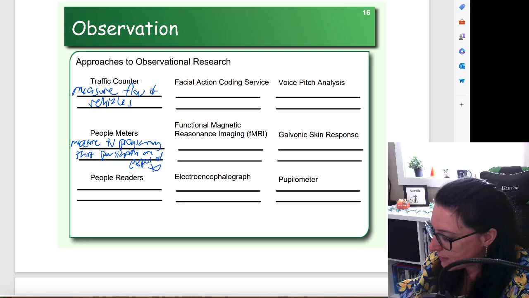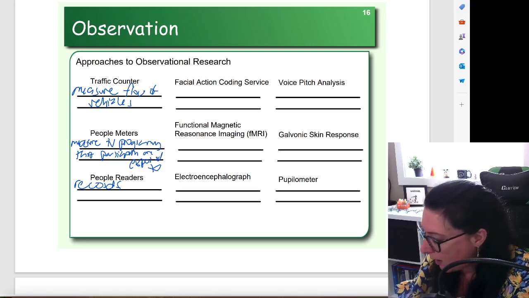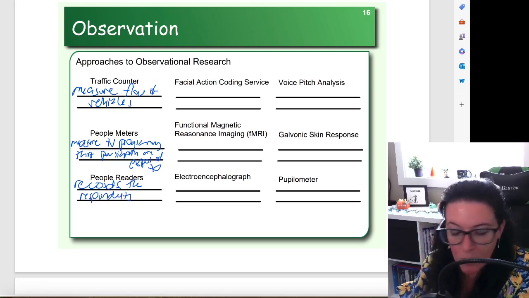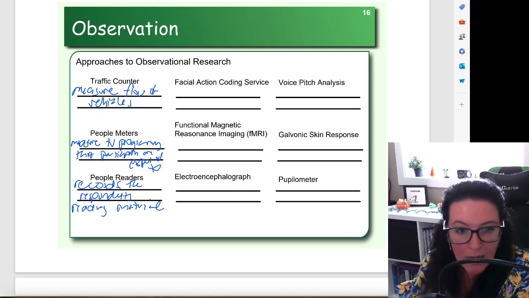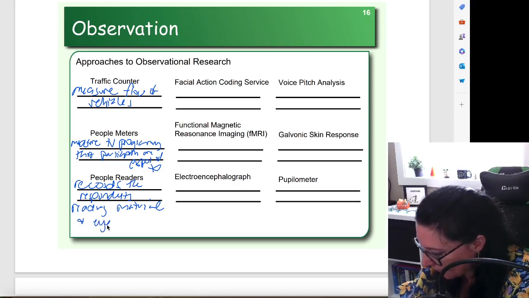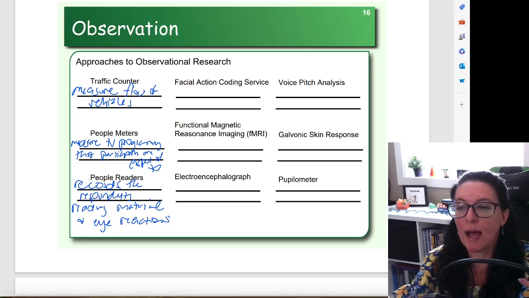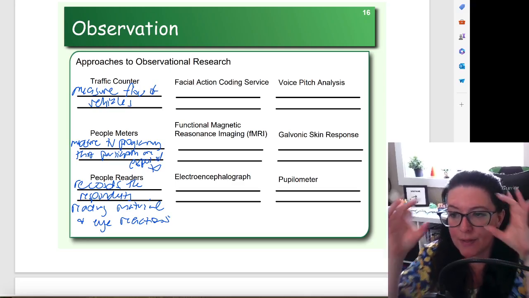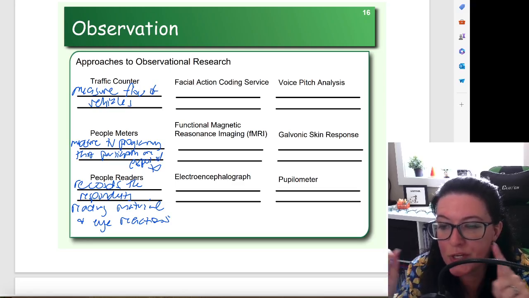People readers is a machine that records the respondents' reading material and eye reactions. So in this case, what we would do is, if we're looking at creating some promotional materials, we would actually have, it's kind of a little set of glasses or a camera that is going to look at where the eye is focused on that particular advertisement.